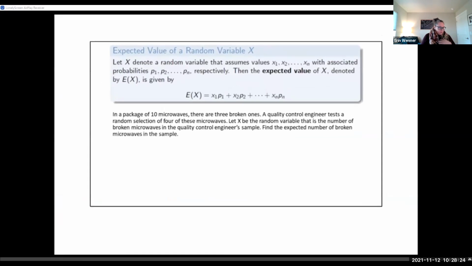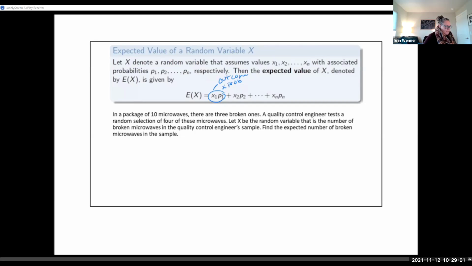So let X denote a random variable that assumes values X1, X2, up to Xn with associated probabilities P1, P2 up to Pn respectively. The expected value of X is given by, and you'll notice what's happening here, it's the outcome times the probability. So you can see the expected value is the sum of the outcomes times their individual probabilities.